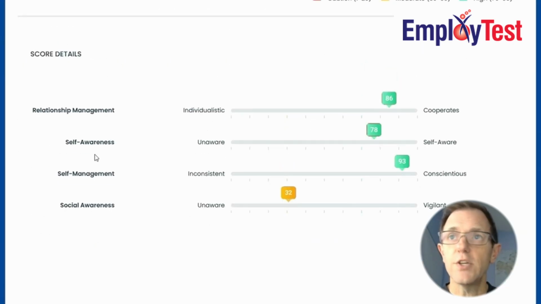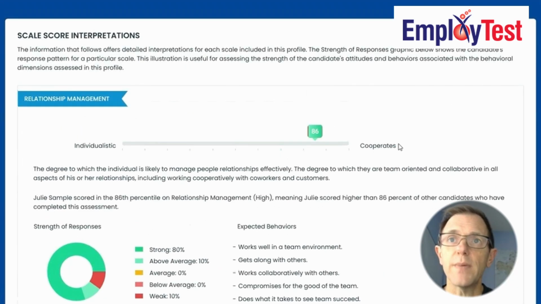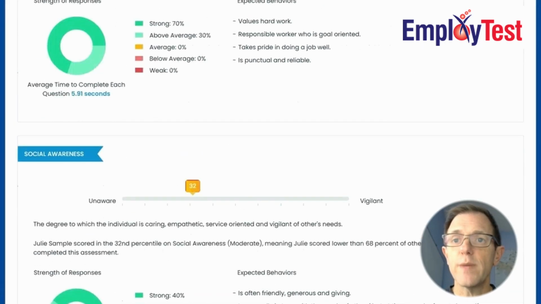These are the topics in the EQ profile, and you get a percentile score for each of them, 86, 78, 93, and then it goes into more detail for each topic with a really in-depth description of what the topic is about. So relationship management, in this example, the score gives you the average time they spent completing each question in this section, how strong their responses are when they're using strongly disagree to strongly agree, and some of the expected behaviors as they relate to this specific topic. This will be for each of the topics. It has the same information.